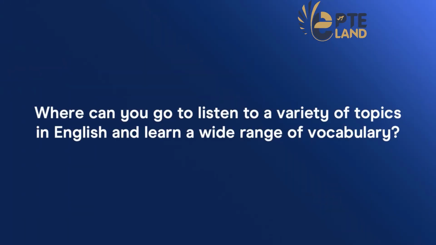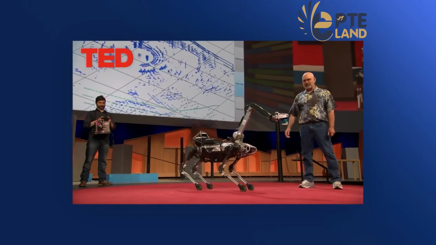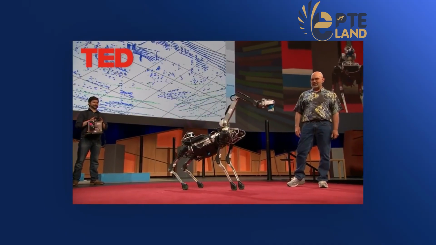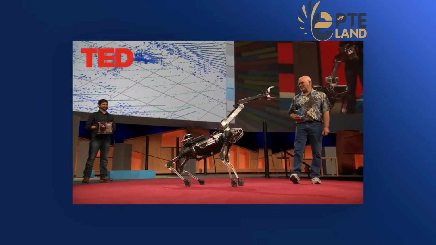So, where can you go to listen to a variety of topics in English and learn a wide range of vocabulary? Well, TED Talks are always interesting. You can listen to talks on a huge range of topics, from holding your breath to what the floaty things are in your vision. Podcasts are also a great way to increase your English vocabulary, and our podcast, Everyday English with E2, is a great place to start.